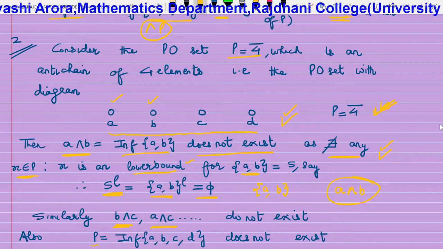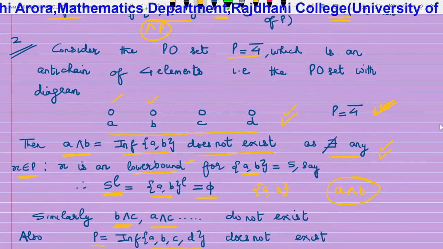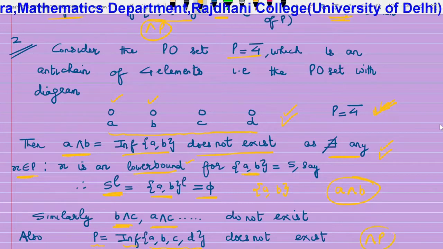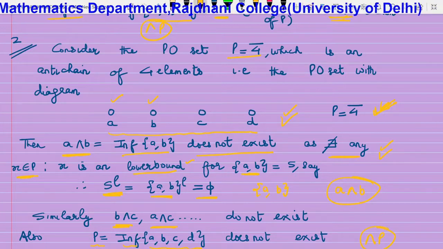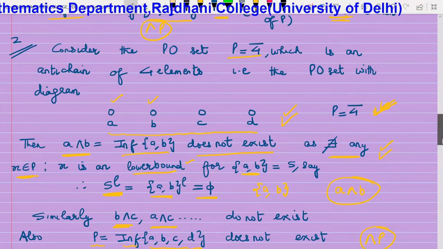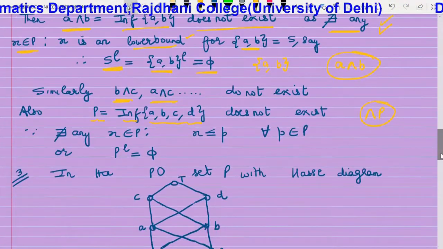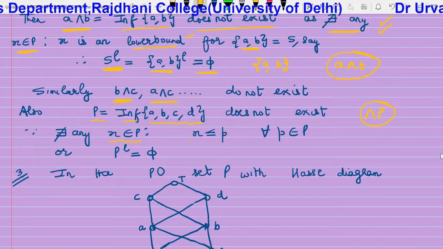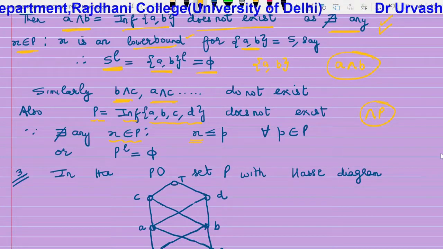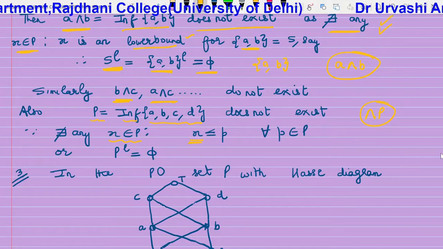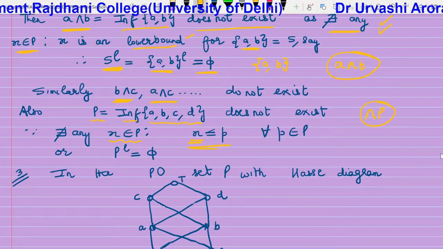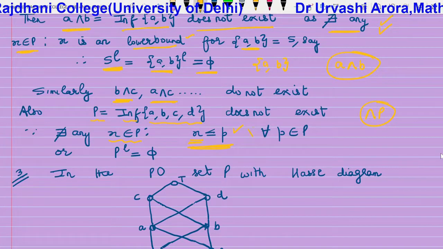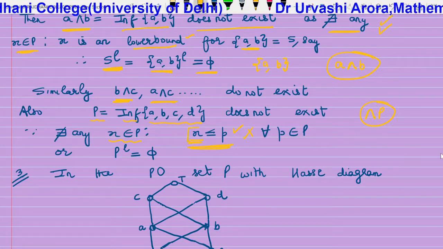Again, if you take P to be the whole set, which is A, B, C, D, and we try to find the infimum or the meet of P, if it exists, then by the same argument the meet of P doesn't exist, because there is no element X in the partially ordered set P which is lower than every element of P. This cannot happen because there is no such element X.